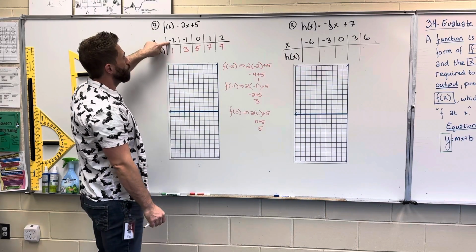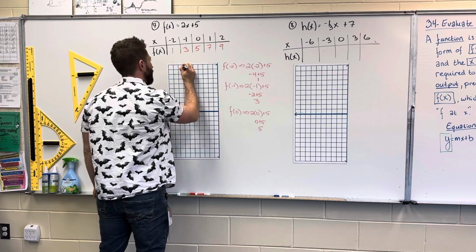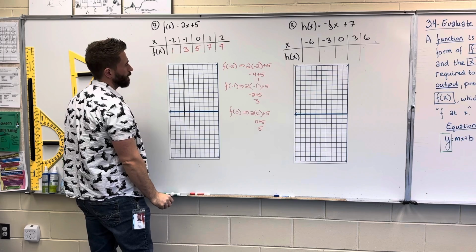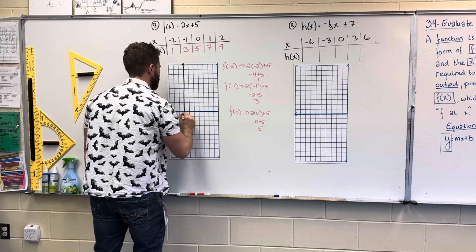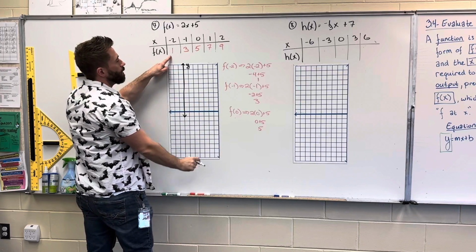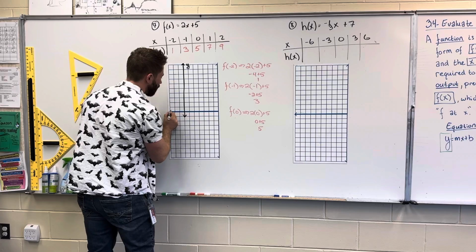I need to be able to go left 2 and right 2, so I'm going to make sure I have enough space for left 3 and right 3. Okay, so I've got something like that. Up, down, label my y. I don't need to go down, but I need to go up 9, so I give myself 10 spaces to work with.